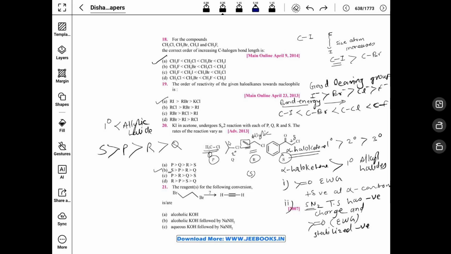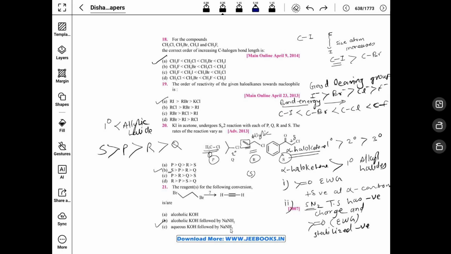Okay, now moving forward, the reagents for the following conversion. We have already seen this before. This is the vinyl dihalide. Alcoholic KOH can remove one of the halides, but after that, to get this one you need sodamide. So alcoholic KOH followed by sodamide, yes, this is the correct answer.